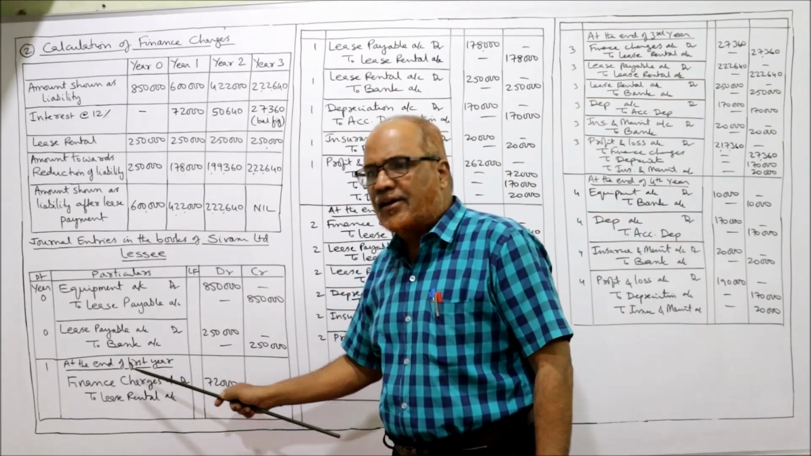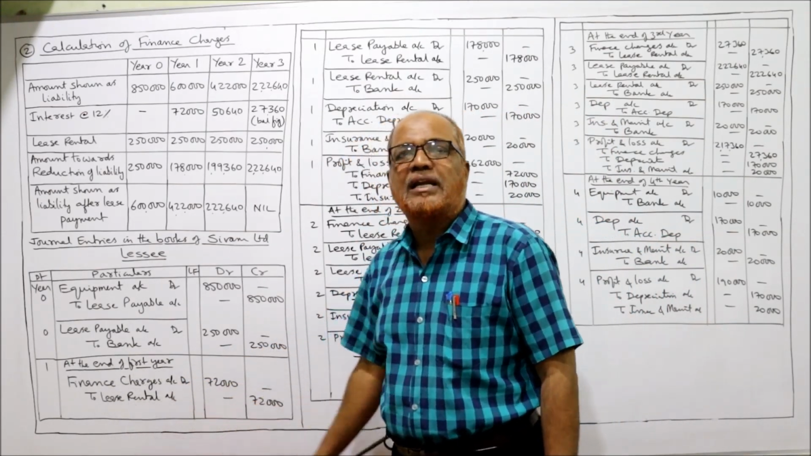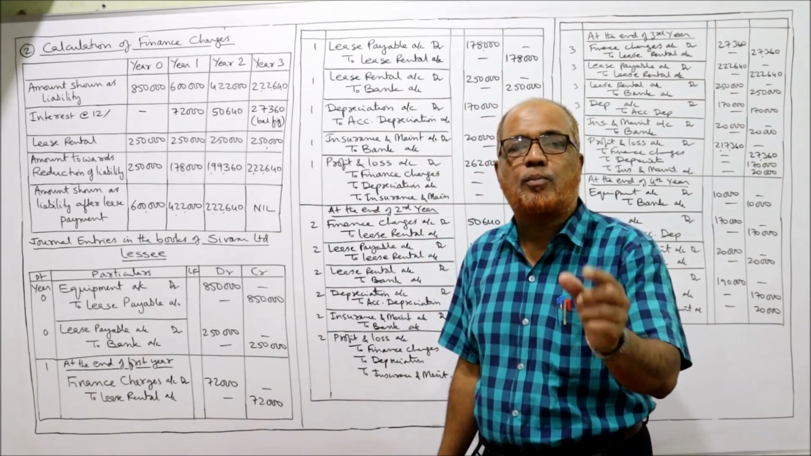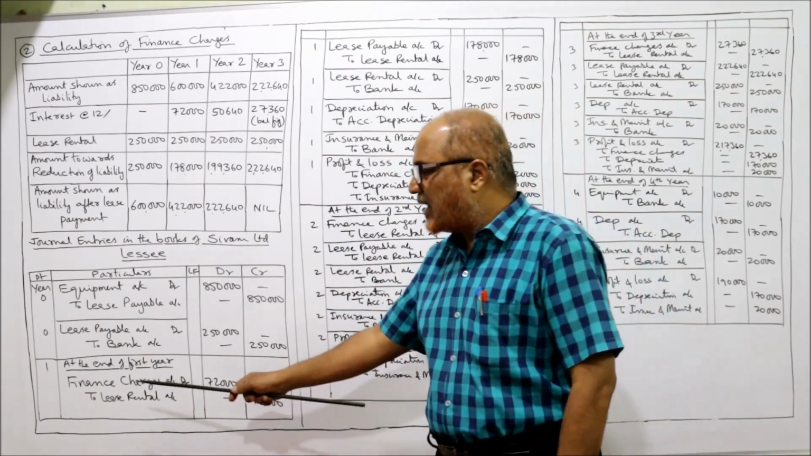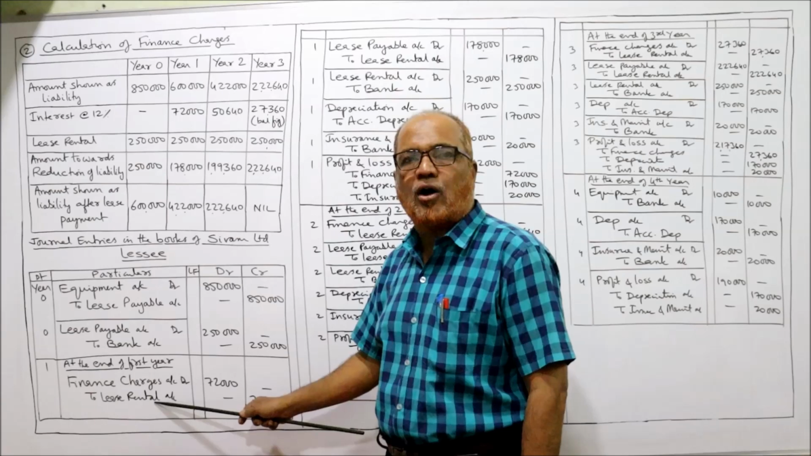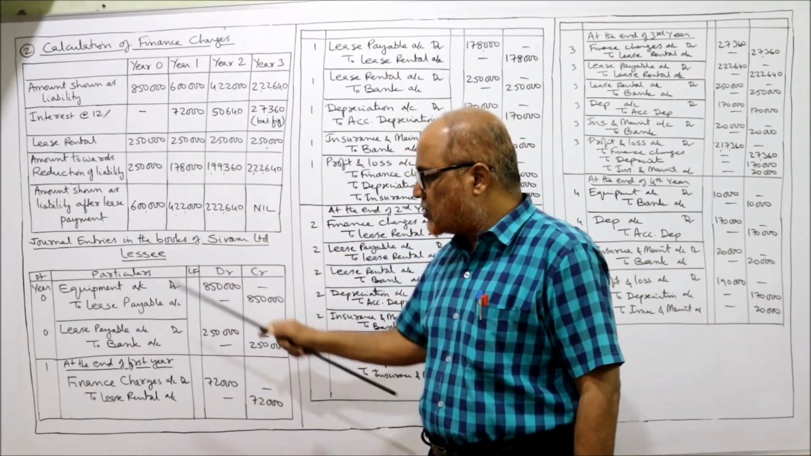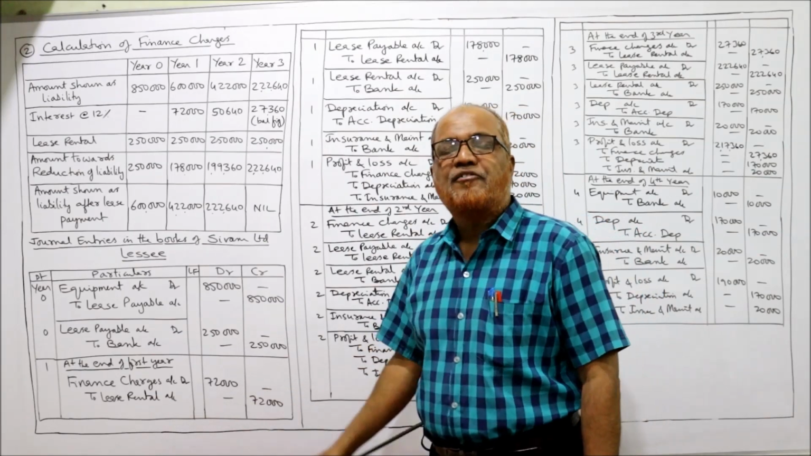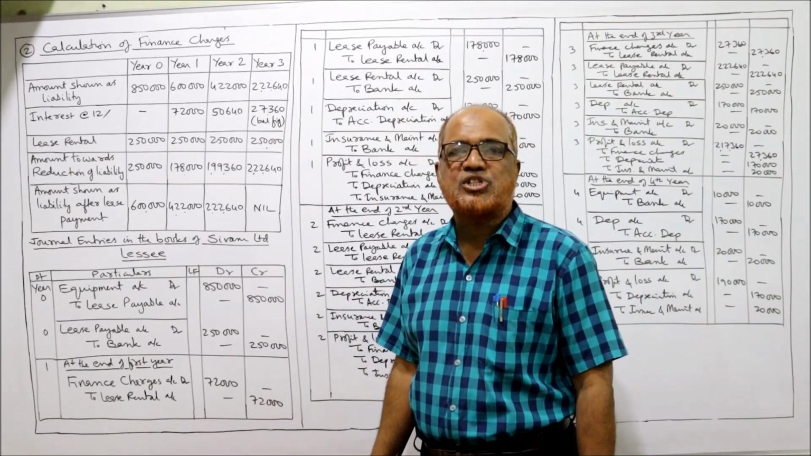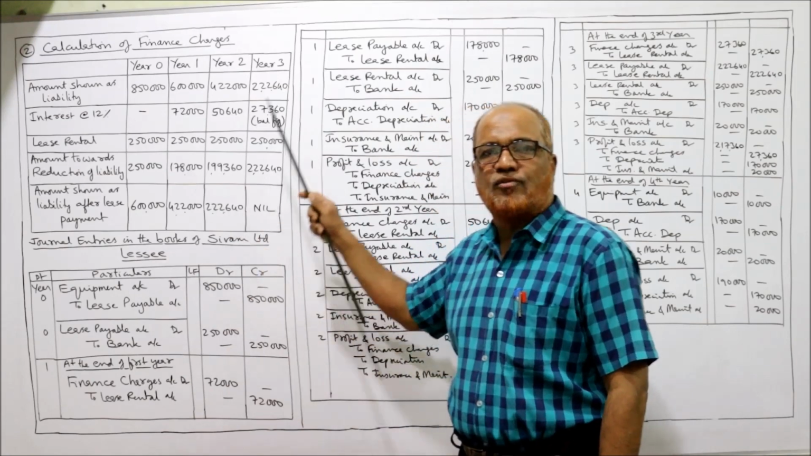So what is the first entry? At the end of first year, finance charges account debit to lease rental. A new account is opened called lease rental. So finance charges account debit to lease rental. How much is the interest for the first year? 72,000. 72,000 is the interest. Being the finance charges due for first year.